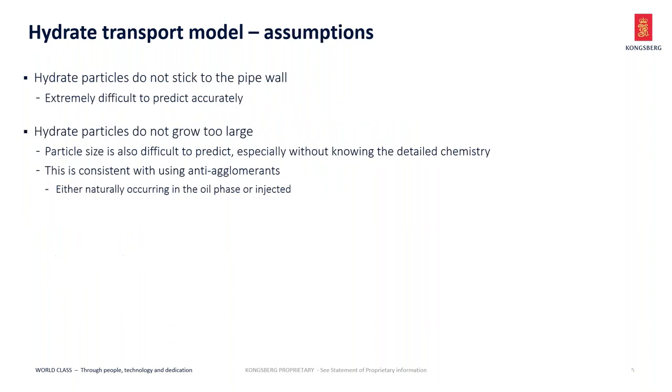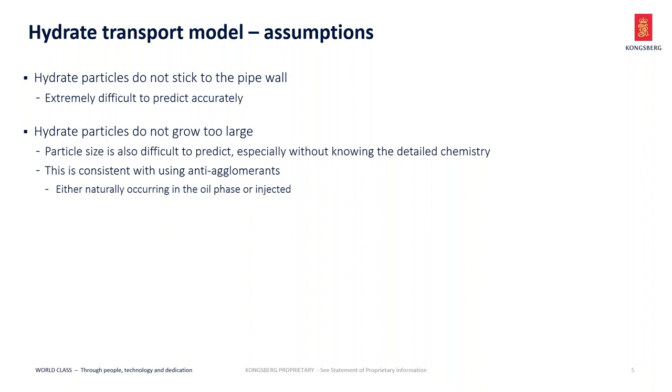Some of the assumptions in the model. Especially the sticking of hydrate particles to the pipe wall, it's extremely difficult to accurately predict the physics of that process. So that's why we didn't include that. Basically what we're assuming is that the hydrate particles do not stick to the pipeline because we can't predict this properly. And similarly, we also assume that hydrate particles do not grow too large.